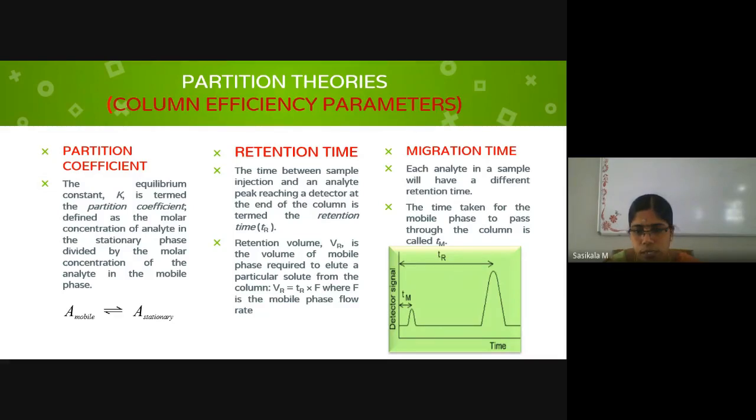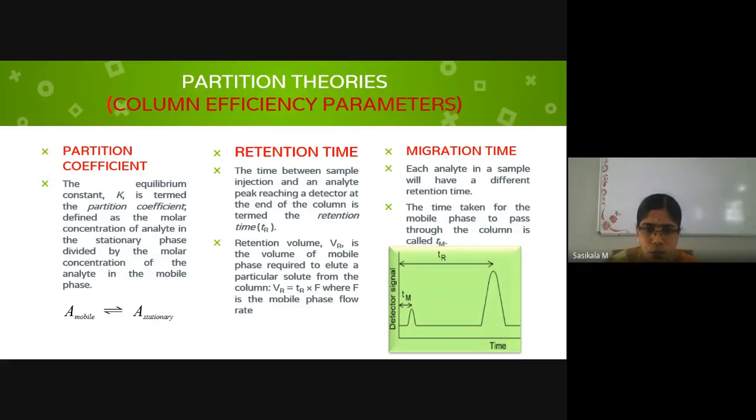So that is called retention time, and it is a qualitative parameter. We are not going to consider migration time and other parameters. Retention time is how long the sample takes through the column to elute out, 50% elution or to reach peak maxima.